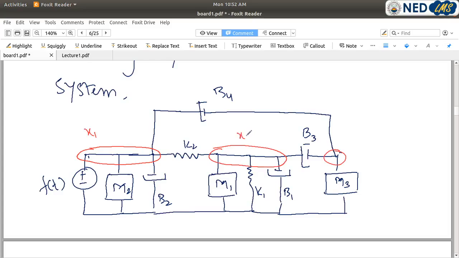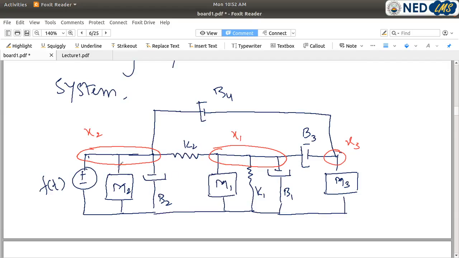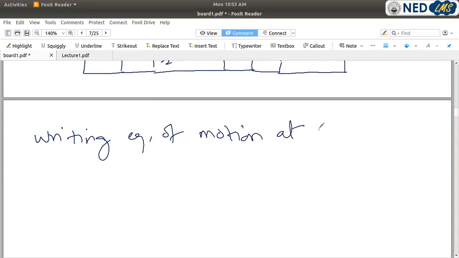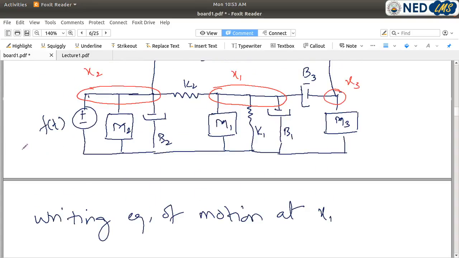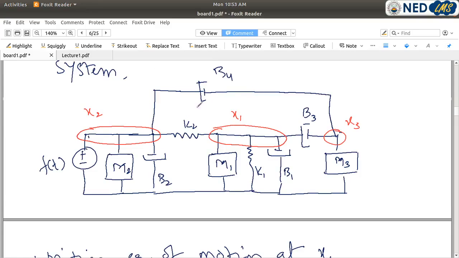This is x1, this is x2, this is x2, this is x1, and this is x3. Now writing equation of motion at x2, x1, and x3. So writing equation of motion at x2. At x2 the applied force, which is towards the node, is equal to the force which is away from the node due to mass m2, b2 and k2, and the last element b4.